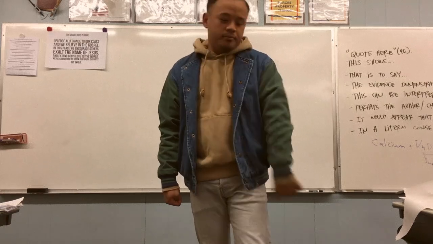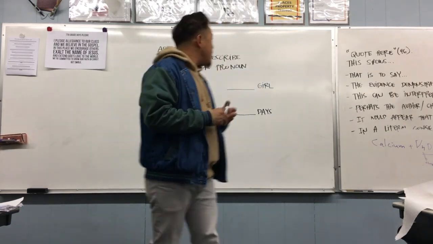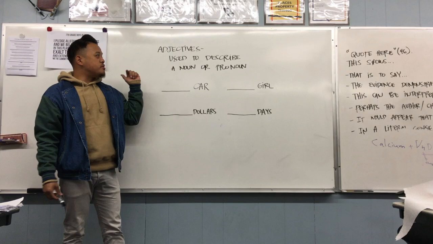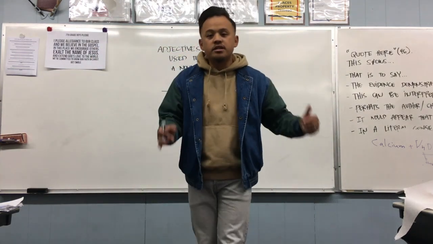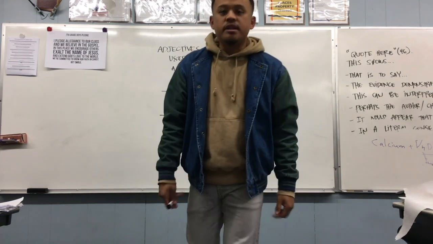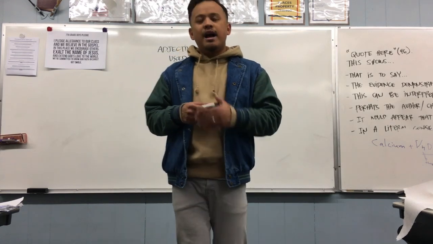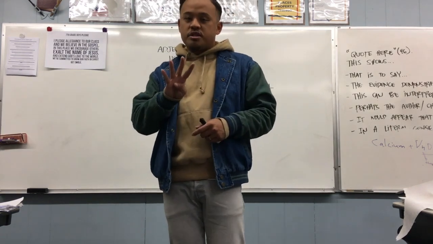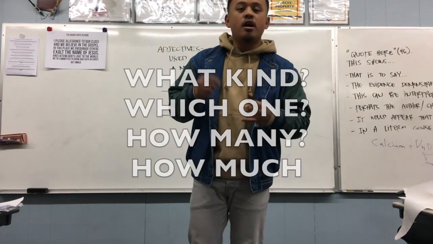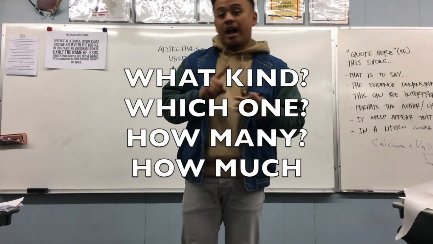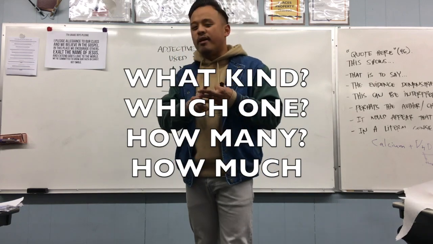Here we go. The function of an adjective is that adjectives are used to describe a noun or a pronoun. You're going to want to write that down. The function of an adjective, as a part of speech, is to describe a noun or a pronoun. Now, adjectives answer 4 questions. You're going to want to write down these 4 questions. The 4 questions that an adjective answers are what kind, which one, how many, and how much. What kind, which one, how many, how much.